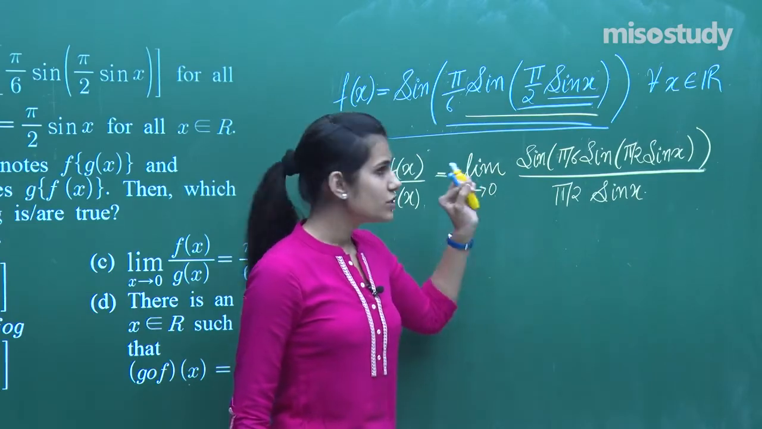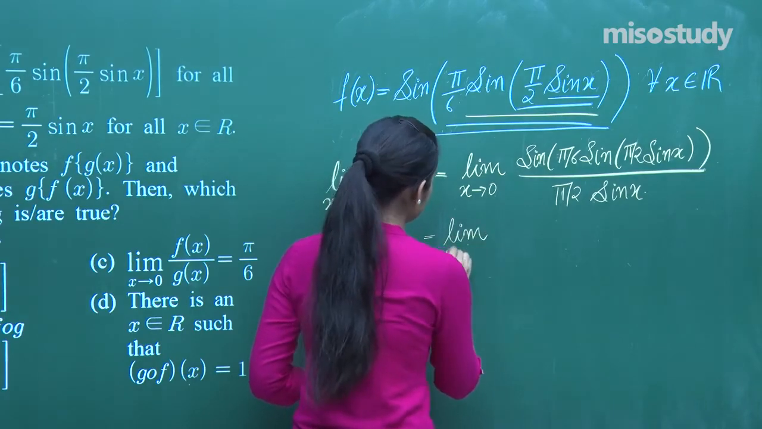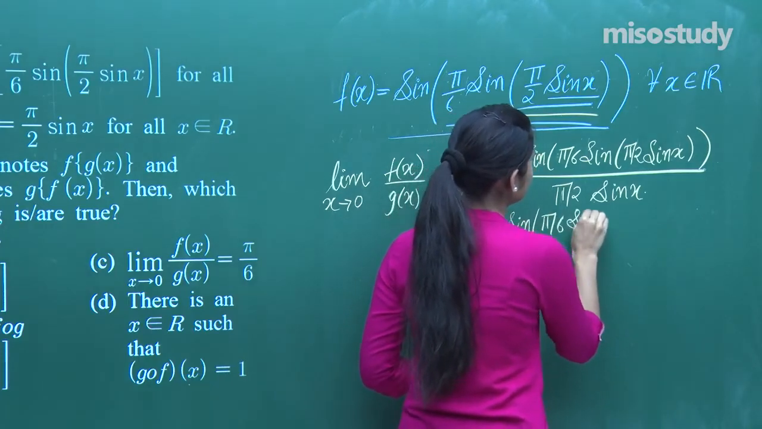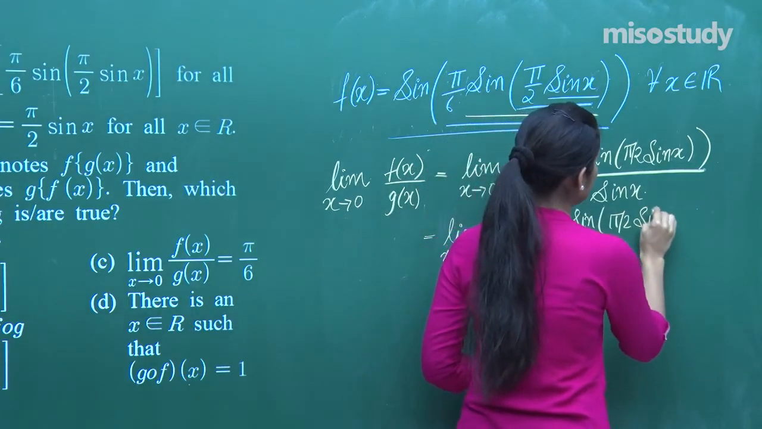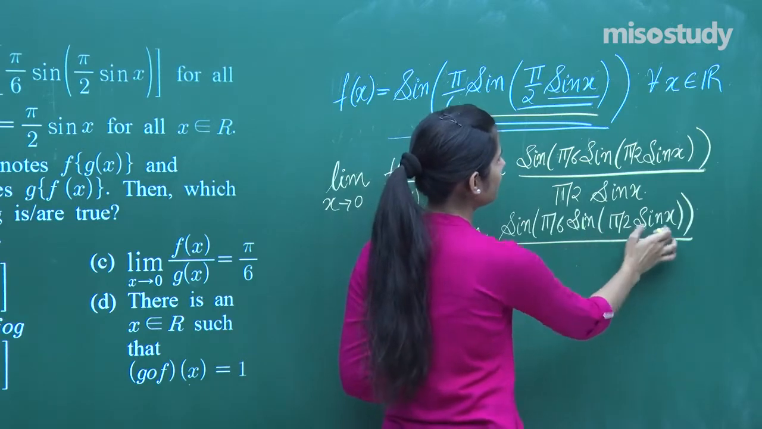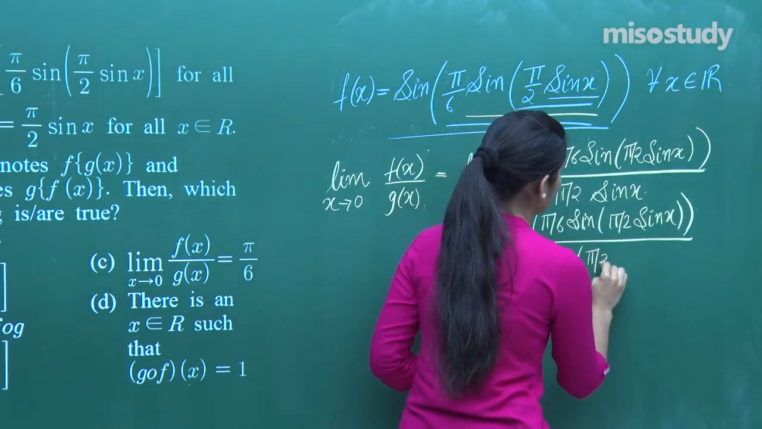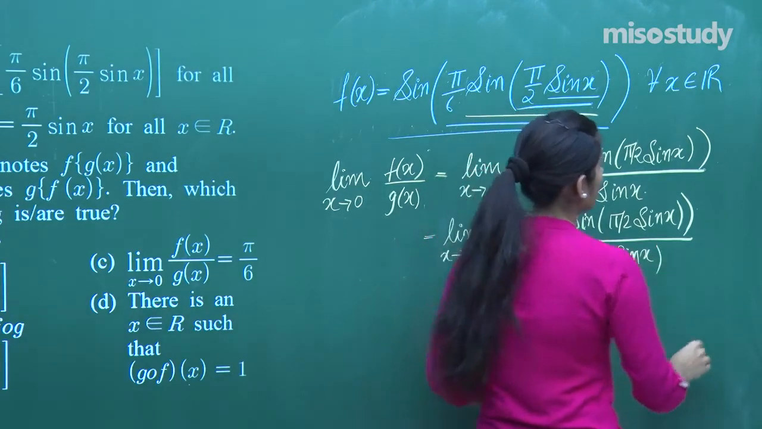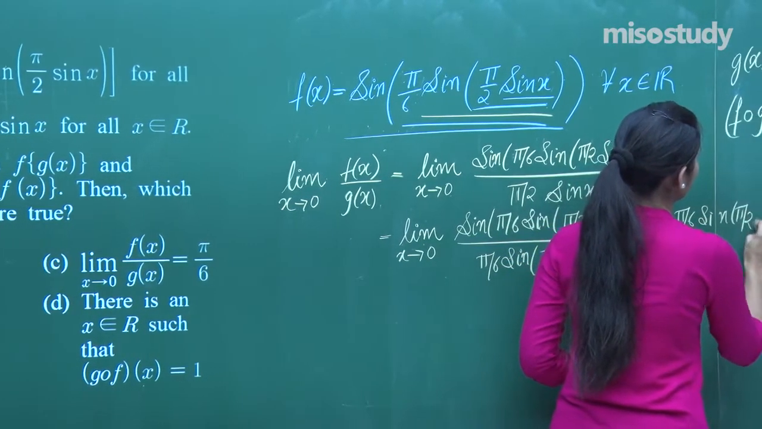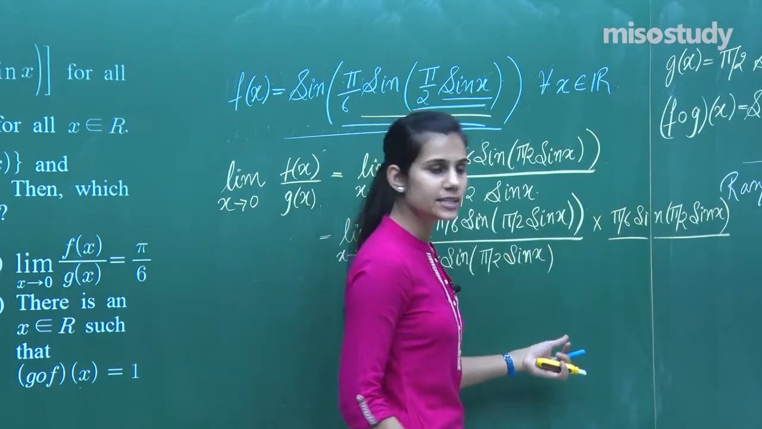See the smart manipulation, which is almost natural to use over here, which I would be doing next. Limit x approaches 0, sine of pi by 6 sine of pi by 2 sine x. I am going to multiply and divide by pi by 6 sine of pi by 2 sine x. I have divided by it, now I will be multiplying by it, which is pi by 6 sine of pi by 2 sine x. Already I have pi by 2 sine x in the denominator.